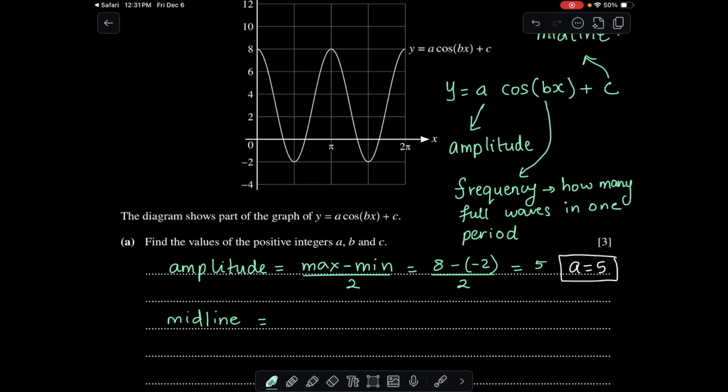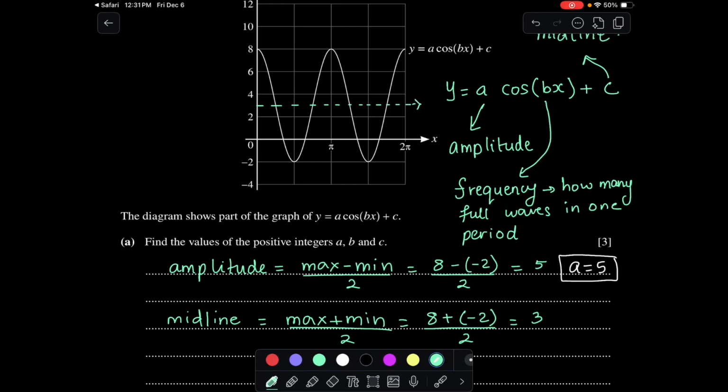To find the midline, which is over here, C, it is going to be max plus min divided by 2, or you can also see it on the graph. So it's going to be 8 plus negative 2 divided by 2, which is equal to 3. That's going to be the midline or the center line of the graph. So this tells me that the value of C is equal to 3.